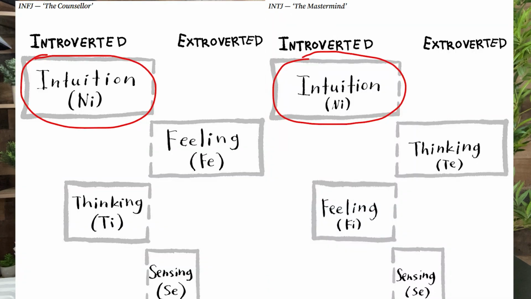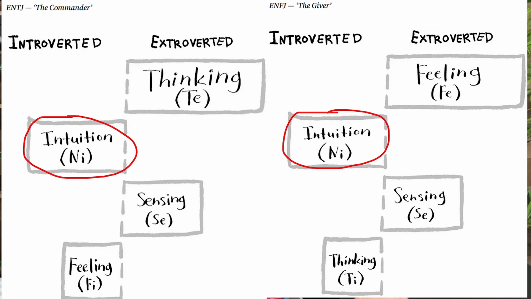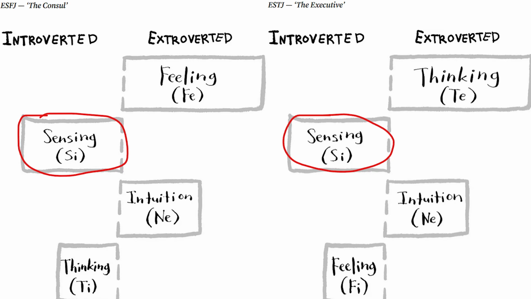The types that have introverted intuition, or NI, first as their primary cognitive function are INFJs and INTJs. The types that have this second are ENTJs and ENFJs. The types that have introverted sensing as their first primary cognitive function are ISTJs and INFJs. The types that have this function second are ESFJs and ESTJs.